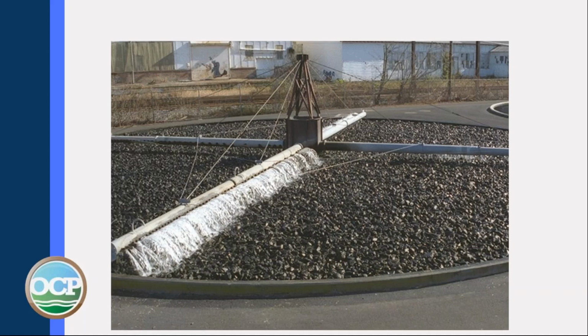Water is spread over the top of the trickling filter using rotating arms that spread the water evenly over the surface of the rock. As the water runs through the media, the bacteria attached to that media will use the BOD for food to reproduce.